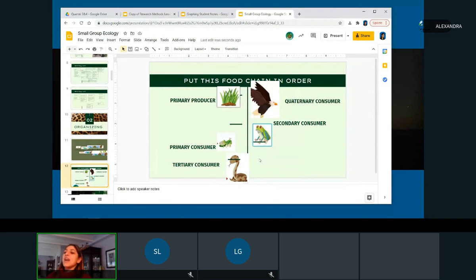Okay, I see. So the grasshopper is the primary consumer. Great, because they're the first ones to eat the primary producer. Good. And then we've got the secondary consumer with the frog because it eats the grasshopper. The tertiary consumer eats the frog, makes it the third one up, and then quaternary. Great. Okay, awesome job, you guys.